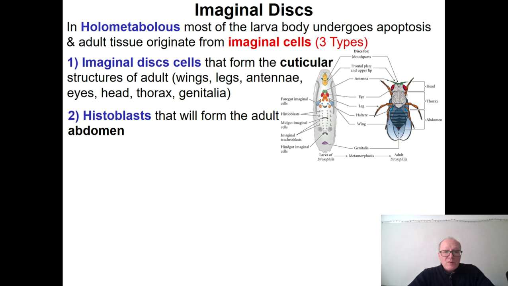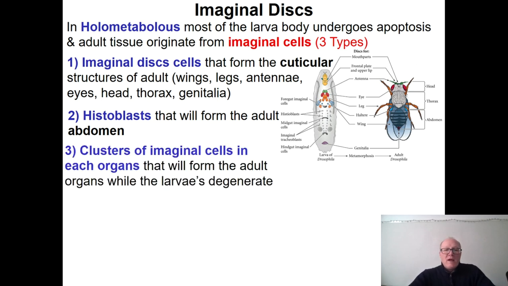We have also histoblasts. Histoblasts are imaginal cells that produce the abdomen of the adult. And we have also clusters of imaginal cells that are distributed in all of the larval organs, and during metamorphosis those clusters of cells remain and they produce the organs of the adult.